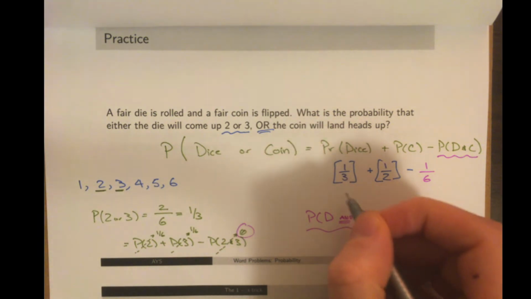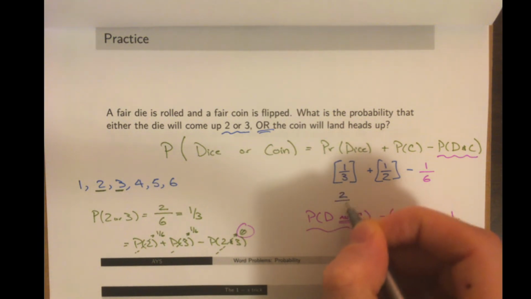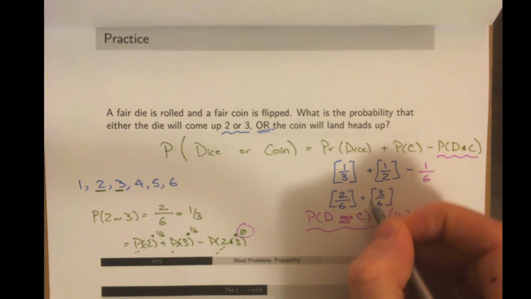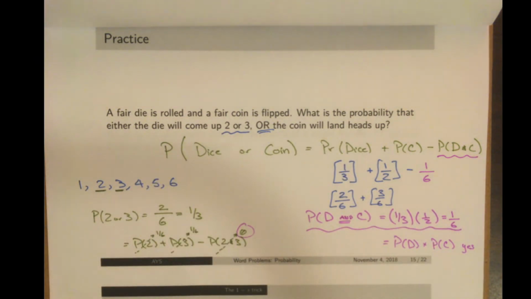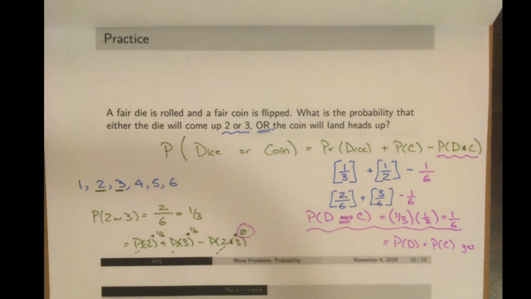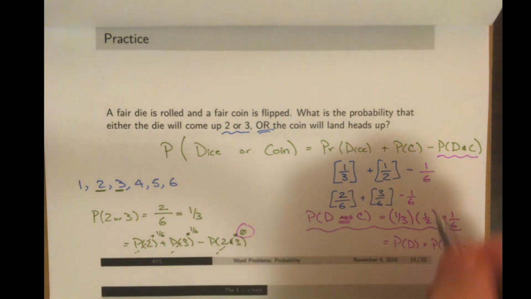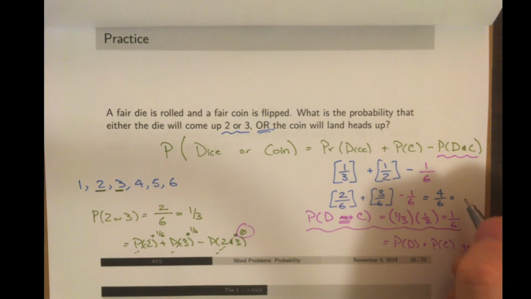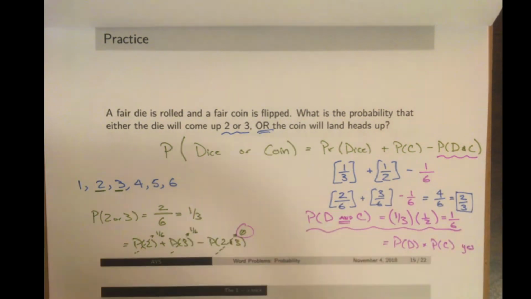Okay, so 1 over 3 is 2 over 6. 1/2 is 3 over 6. And then minus 1 over 6. Okay, so 2 plus 3 is 5, minus 1 is 4. So it's going to equal 4 over 6. 4 over 6, dividing the top and the bottom by 2, equals 2/3. That's your answer. So it wasn't too bad.